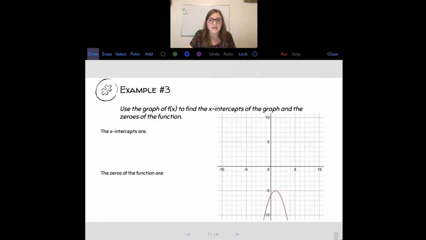Example 3: use the graph of f of x to find the x-intercepts of the graph and the zeros of the function. For the x-intercepts, in this case, there are none. Remember this is our x-axis. This graph is never going to cross it. So there are none, and there are also no zeros. This is a case of no x-intercepts.